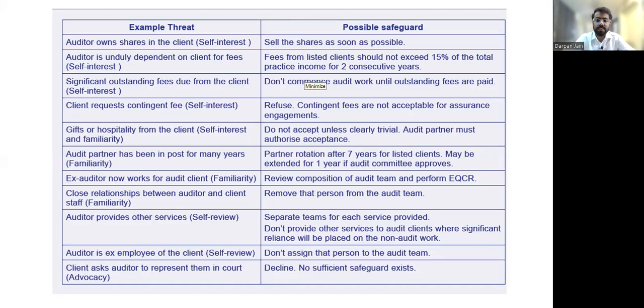EQCR, the full form of EQCR is Engagement Quality Control Review. Basically, there will be a third party, a reviewer who is going to review the work that you are doing, review the audit that you are doing. You are already examining the client's financial statements. There will be one third party, one Engagement Quality Control Reviewer, who is going to review the audit that you have done. That is called Engagement Quality Control Review. And the person who does that is called the Engagement Quality Control Reviewer.